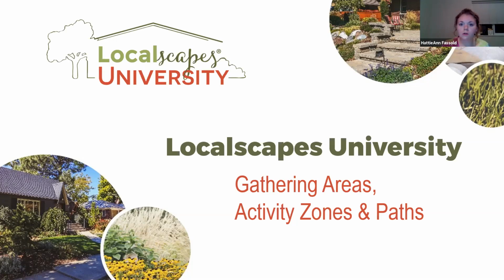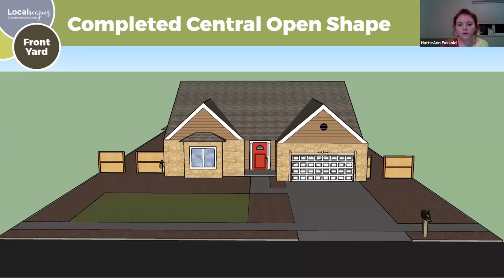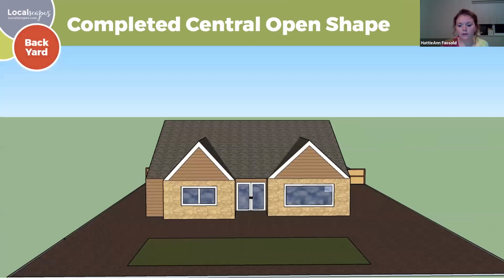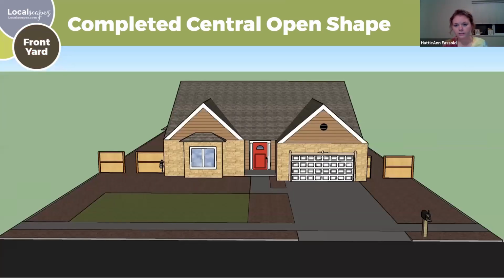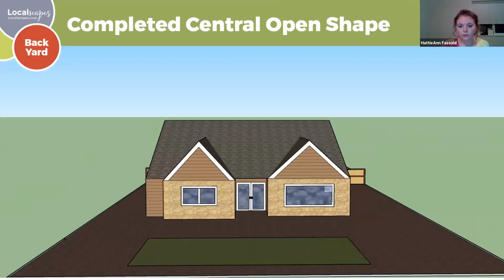So first we're going to go over your gathering areas. You've completed your central open shape, right? We have our front yard example here from our Localscapes 3D model. That's their Localscapes. Remember, Dave showed you they made that outline of the lawn there. That's showing it in the front yard, and then it's showing it in the backyard. So central open shape, done.